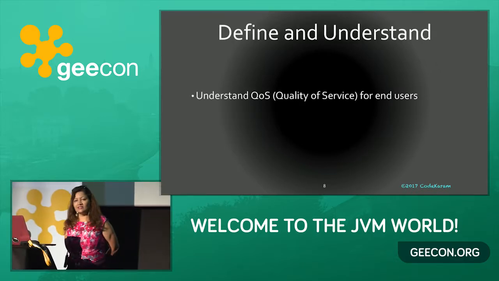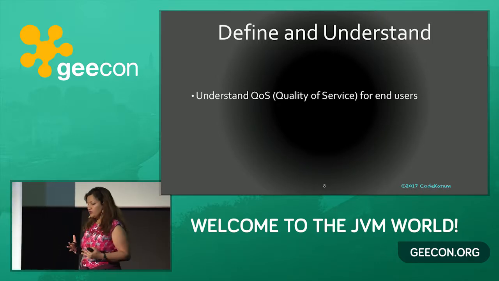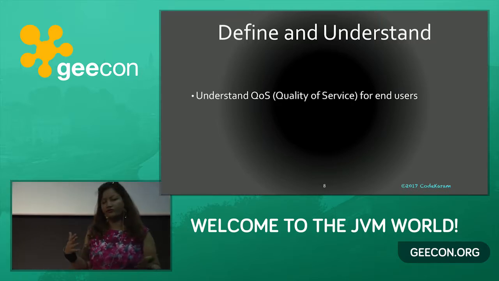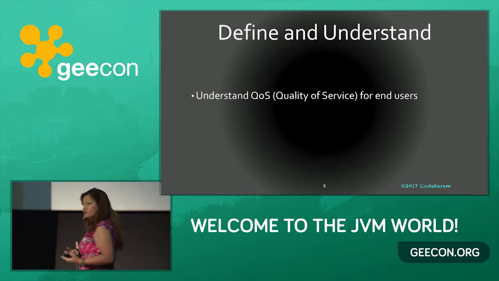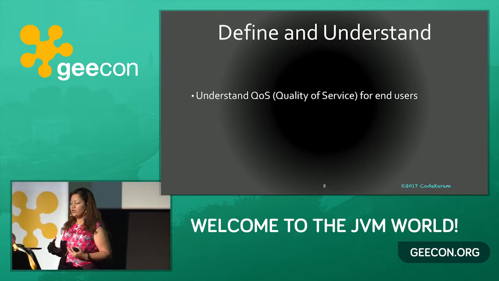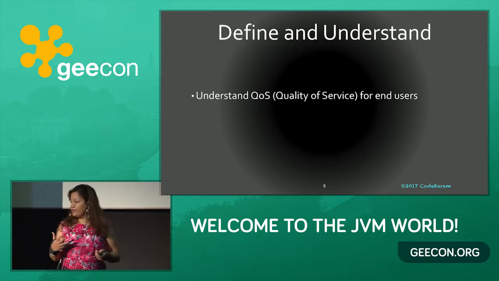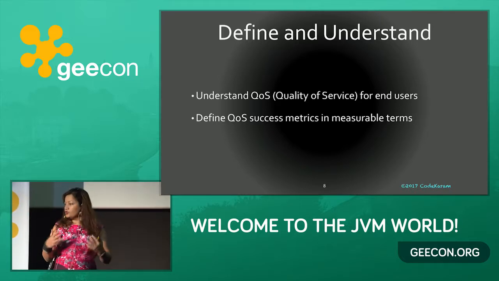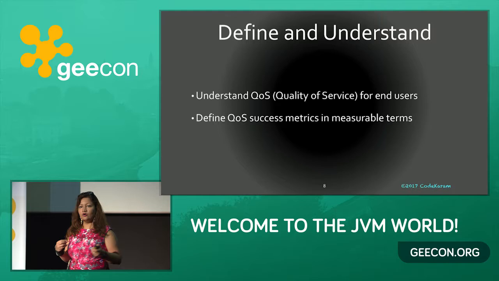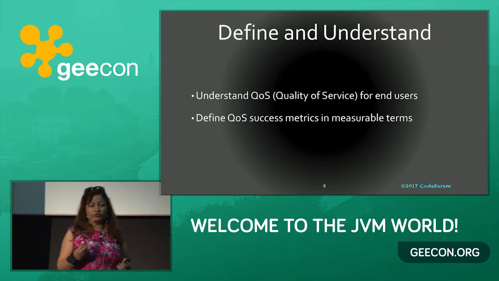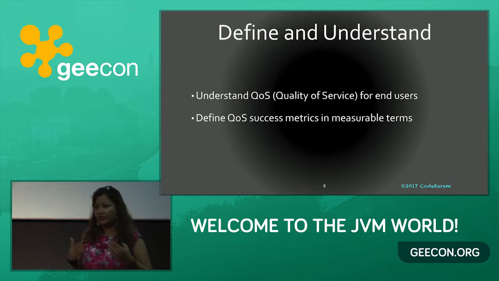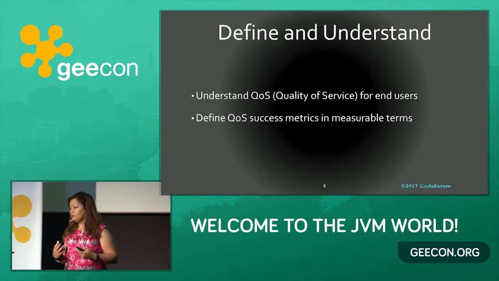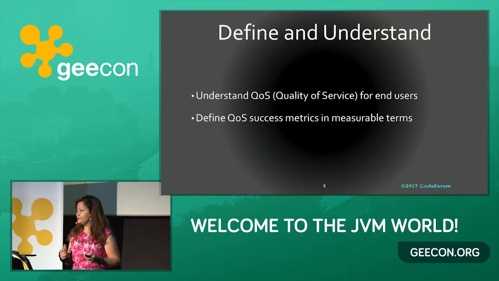Then we define and understand. You try to understand the quality of service, because we're trying to build this requirement which may seem to be out of thin air, but it's not really that way, because every application, every service has something known as quality of service. So what is the quality of service? Try to understand that. Then you have to define this quality of service in terms of success metrics, and these success metrics should be measurable. That's the most important thing about performance engineering. You should be able to measure, analyze, and remeasure, reanalyze.